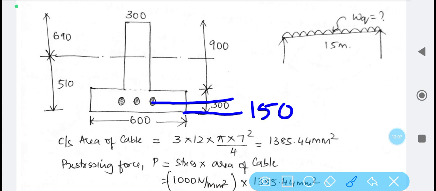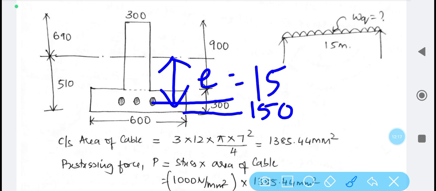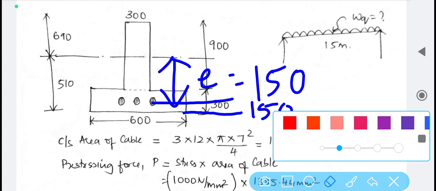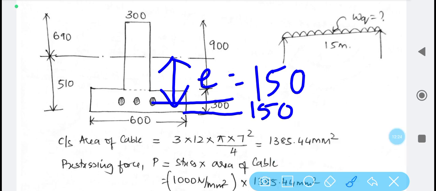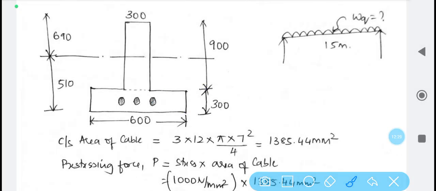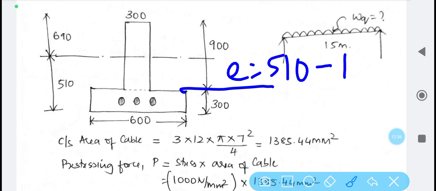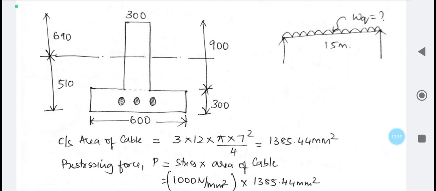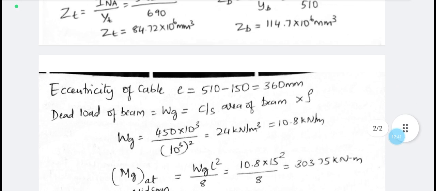But we need to find the eccentricity always with respect to the centroidal axis. This is nothing but the e distance. This e is calculated as 510 minus 150. So that is how it is computed, which has been shown here, 360.